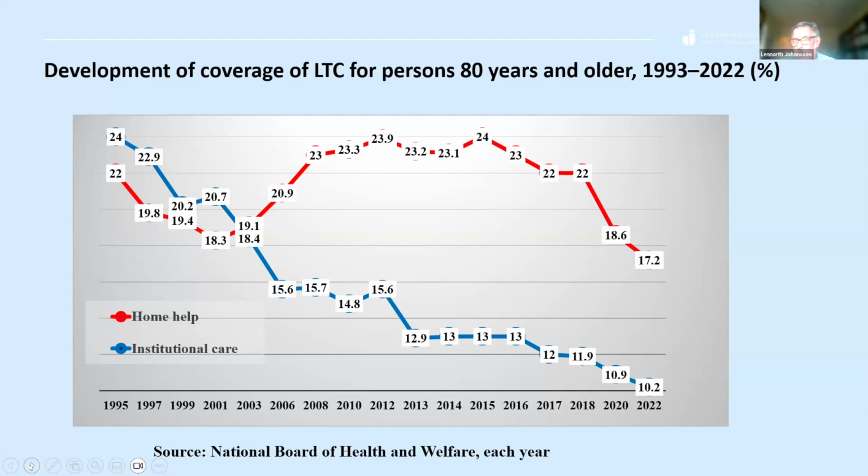And if you look at the red curve, that is home help. Home help has also dropped from some 22% in 93 to 10% of those 80 years and older in 2022. That is a reduction of over 50% since the beginning of the 90s. If you collapse these, the total coverage ratio, institutional care and home help services provided to persons 80 years and older, has decreased from some 46% to 27% over these years. Altogether that is a reduction of some 40%. So this is the development during the recent three decades.